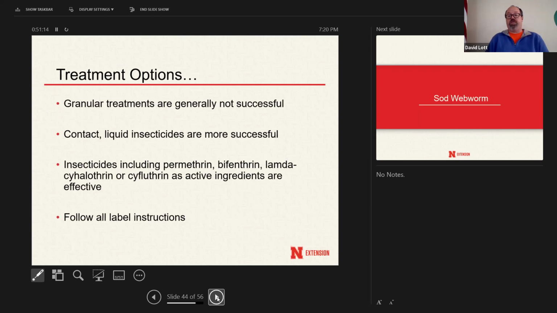And you will see things for lawn insect pests. If you see something that's labeled for chinch bugs that has one of these products, that's a liquid, you can use it, follow the label instructions, and that helps get rid of the problem.